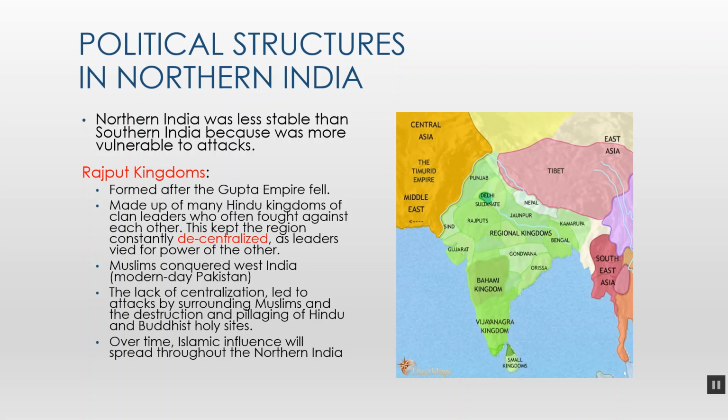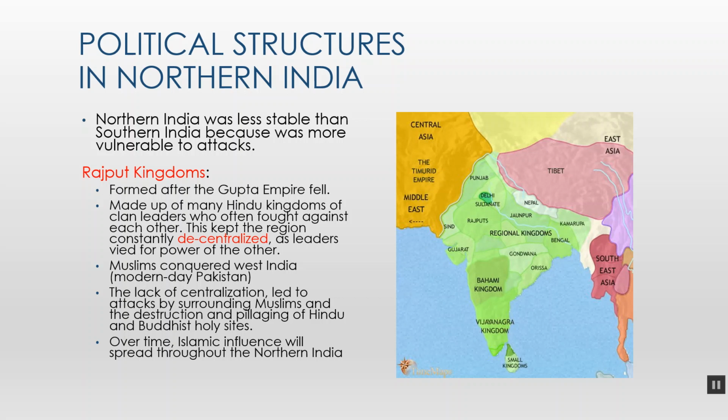However, one of the kingdoms that emerged in northern India is something called the Rajput kingdoms. This was formed after the Gupta Empire fell, and it was made up of many Hindu kingdoms of clan leaders who often fought against each other. Because they kept fighting, they couldn't unify. And because they couldn't unify, it was largely decentralized as leaders vied for power over the other.